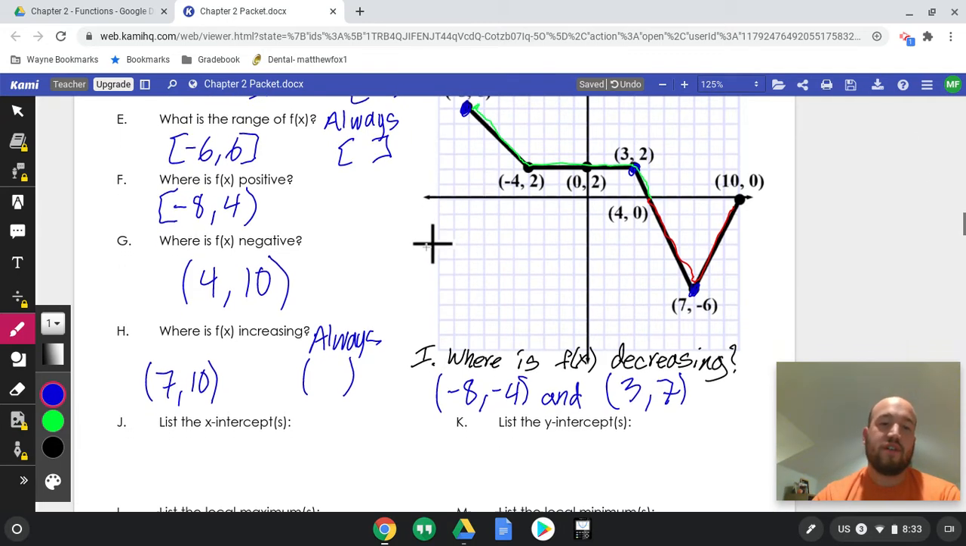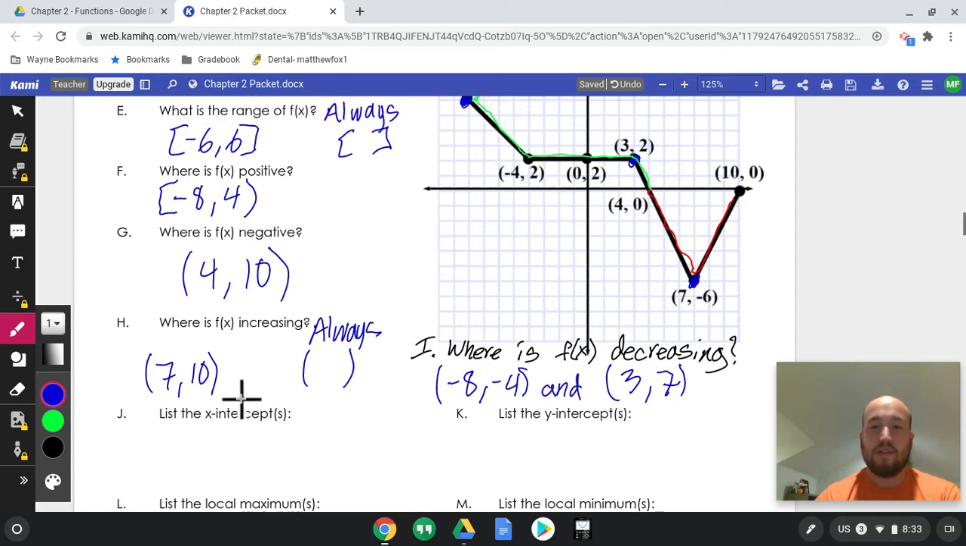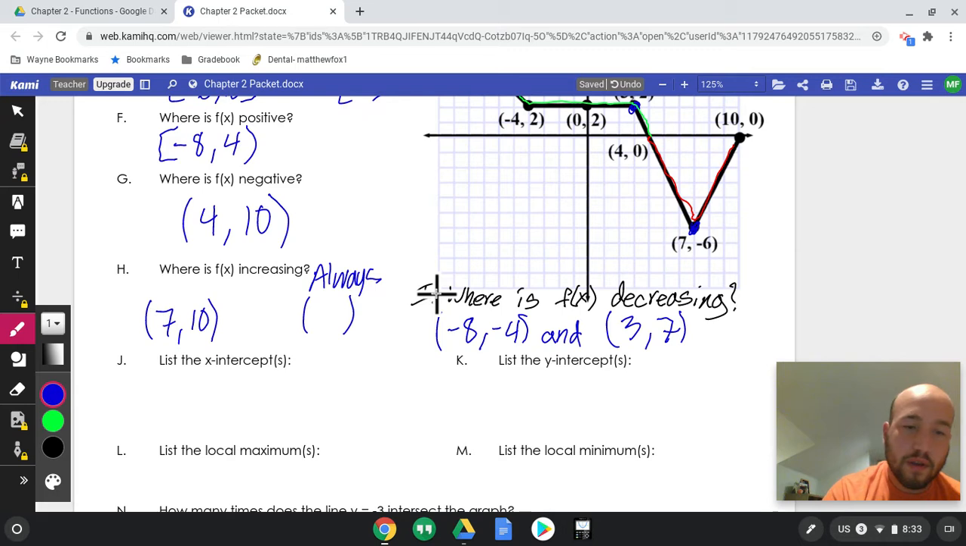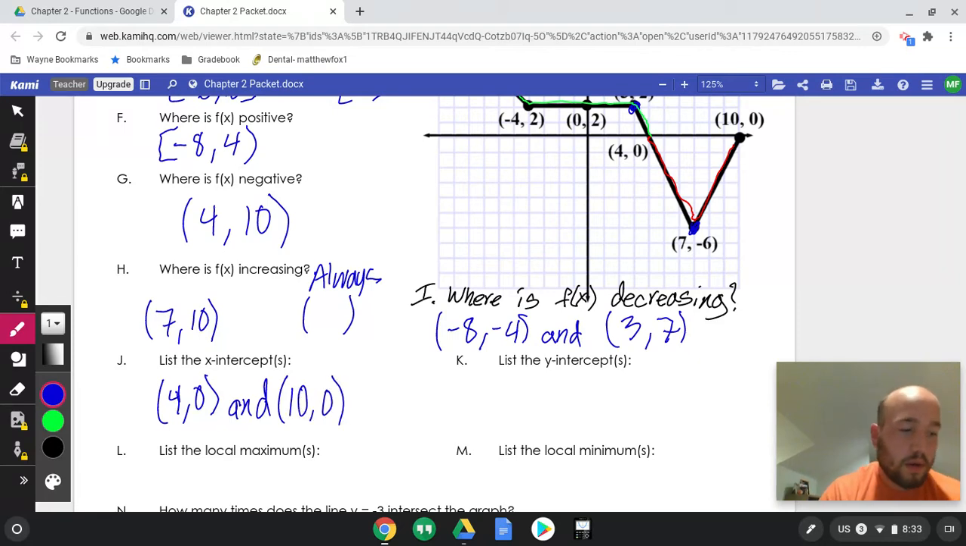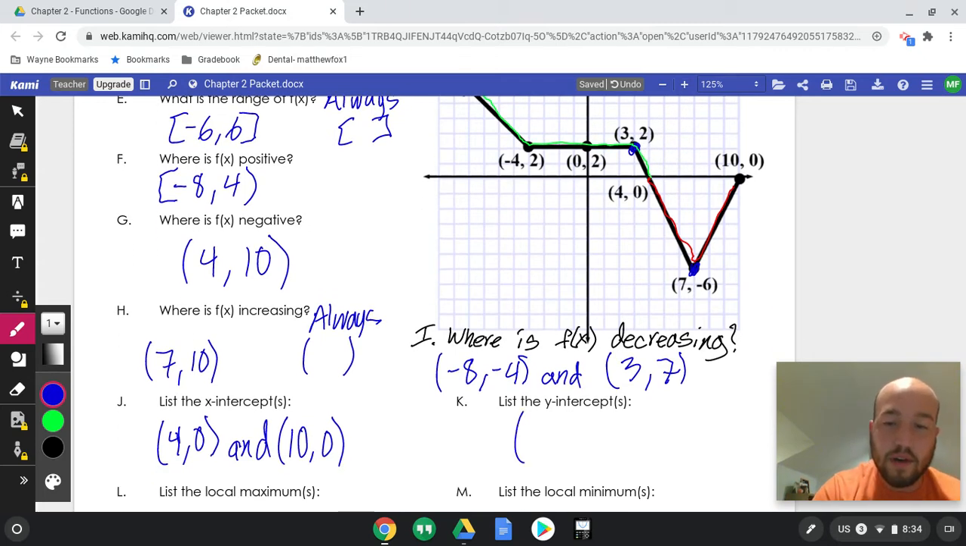All right, and we're almost done here now. It says list the x-intercept. The x-intercept is going to occur where it crosses the x-axis. There are two of them here, at (4, 0) and (10, 0). These ones are simply ordered pairs, so don't worry, the parentheses don't mean the same thing here. We're back to just ordered pairs. Okay, so now list the y-intercept, and this will occur where it crosses the y-axis, which in our case here is at (0, 2). Once again, it's just an ordered pair.